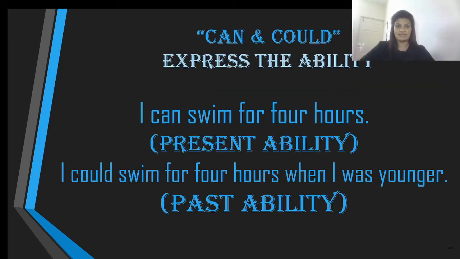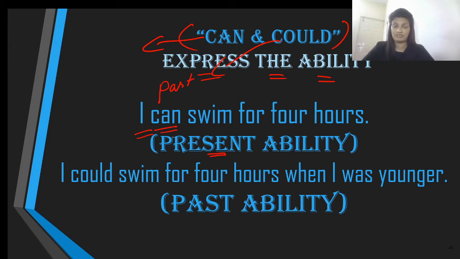So the next is the usage of can and could to express ability. Well, can and could, they both express ability. Can is present tense and could is the past tense. Now, when you say I can swim for 4 hours, you are talking about what you are able to do right now, at the moment, in the present scenario. So this is your ability. This is what you are capable of.